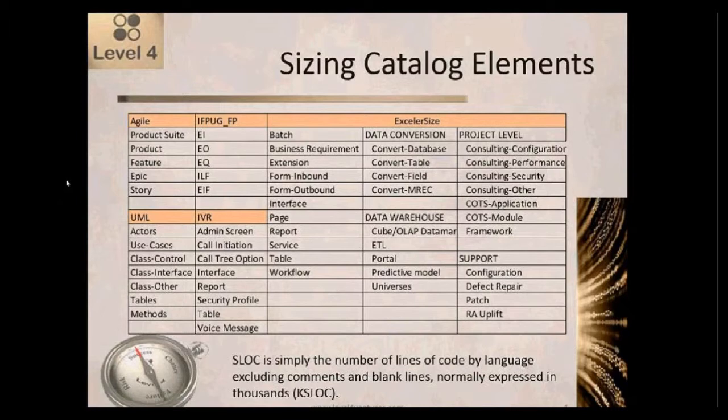At the bottom, I talk about the fact that source lines of code is simply the number of lines of code broken down by language. And when we count them, we exclude comments and we exclude blank lines. And normally, instead of talking about the number of lines of code, we talk about the number of 1,000 lines of code, or KLOC. And then the areas to the right are all of the ExcelerSize catalog components. Those are the things that we're going to be talking about in quite a bit of detail over the next 5 lessons.